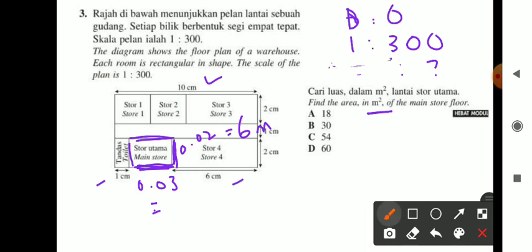What is wrong? Okay, pen. If 0.03 times 300 divided by 1, the length is 9 meter. Correct. To find the area of the main store floor, it is 9 meter times 6 meter. Length times breadth. Okay, 6 times 54. Okay, can understand or not?